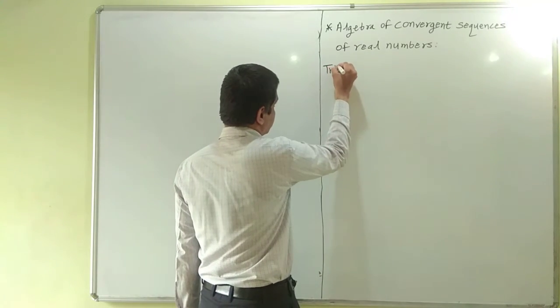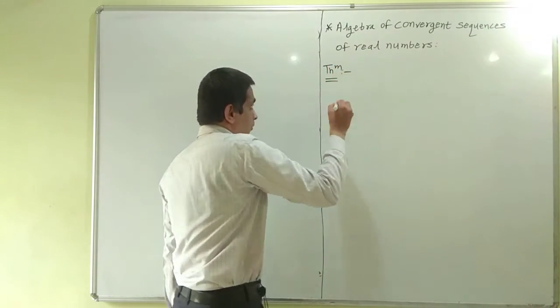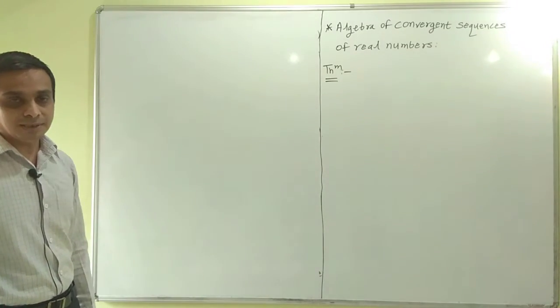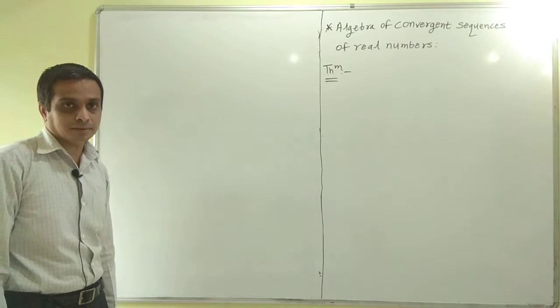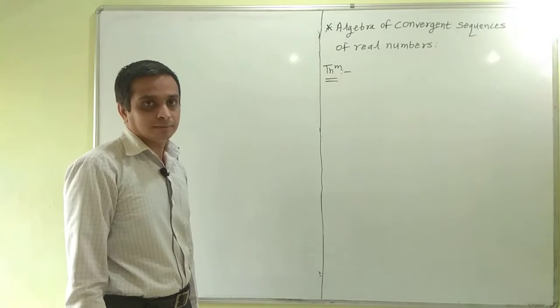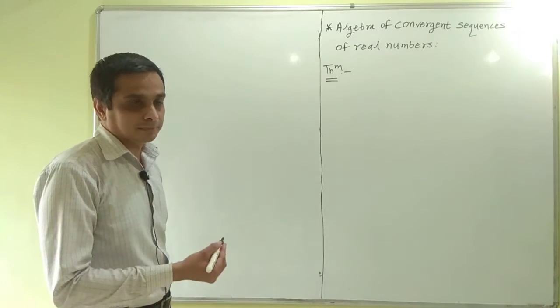Theorem: the sum of two convergent sequences is again a convergent sequence of real numbers, and the sum of their limits is the limit of their sum.